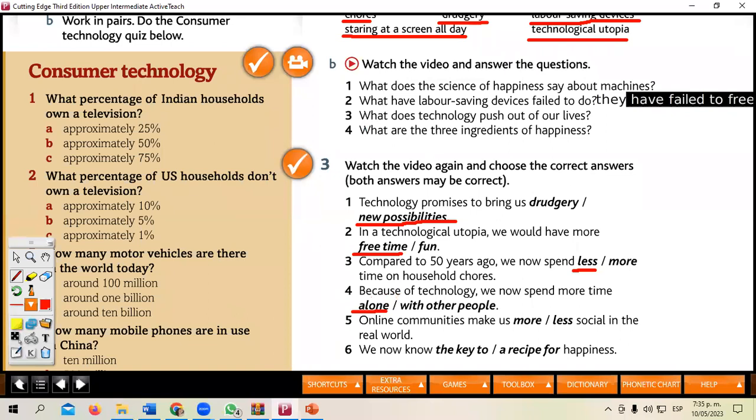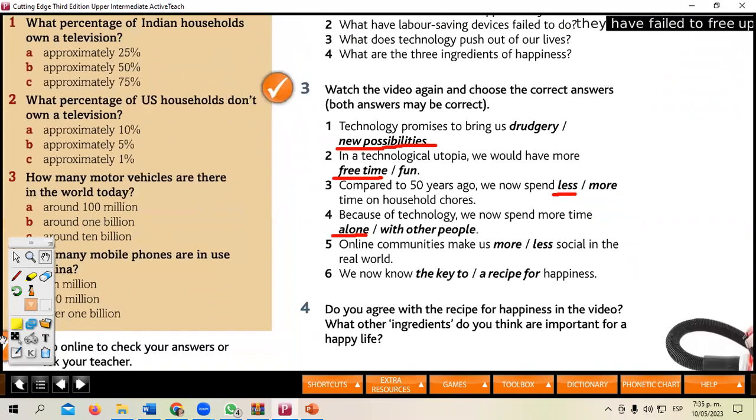Okay. Number 5, let's see, Jeanette. Online communities make us less social in the real world. Yes, less social in the real world. Good. And number 6, Gerson, do you agree?